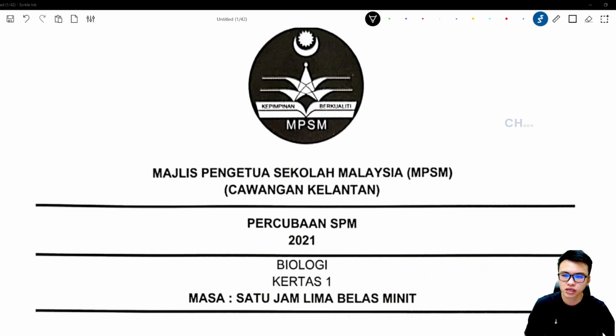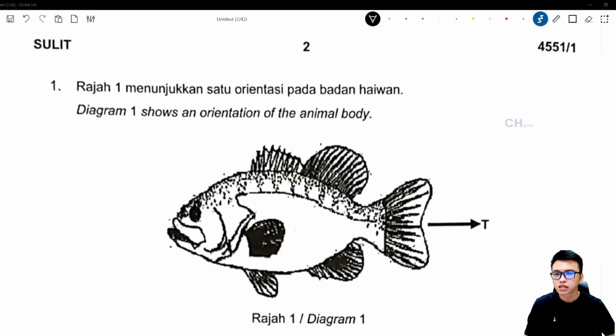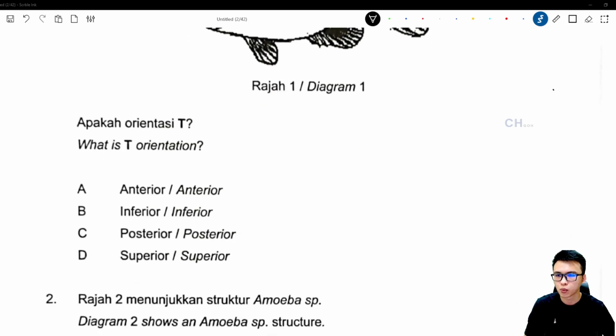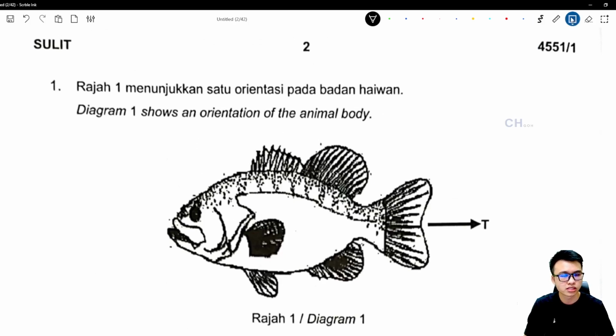Now, let's look at question 1 here. Diagram 1 shows an orientation of the animal's body. This is the fish. And what is T orientation? T orientation is pointing backwards. Now, if you guys want to memorize these kinds of questions, you can use my method here.